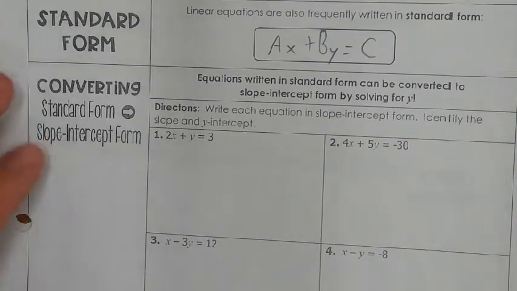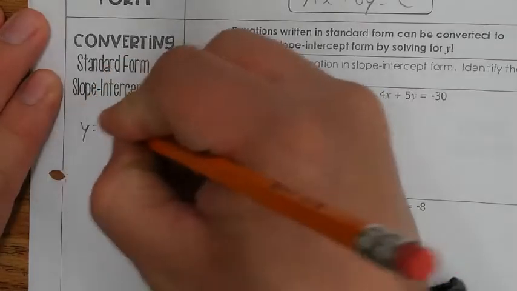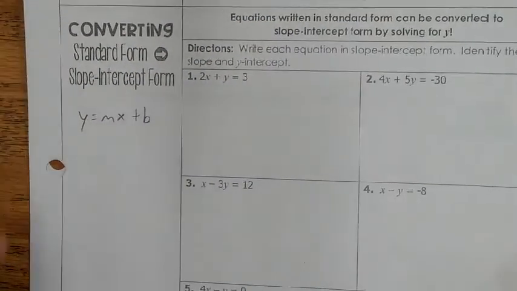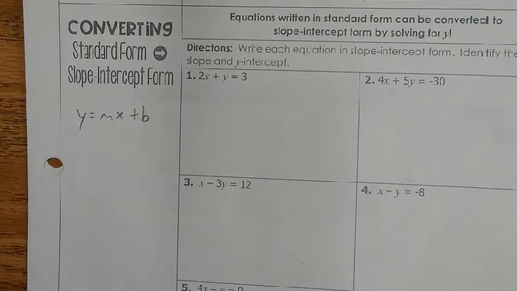So slope-intercept form, once again, is y equals mx plus b. So basically what that means is all these equations, you want to get the y by itself. So this is just basically rewriting the equations to where you can get y by itself.